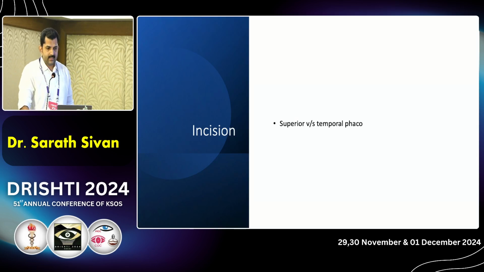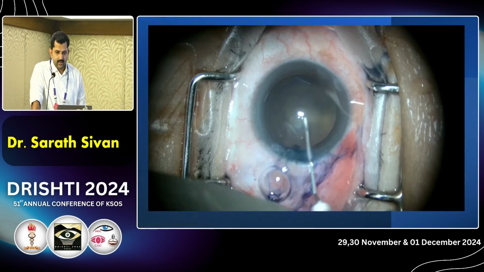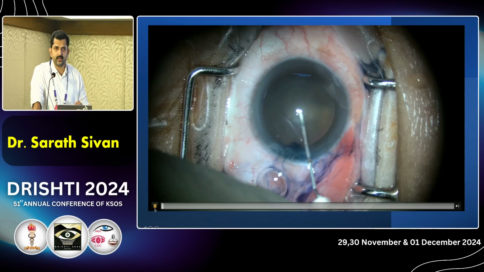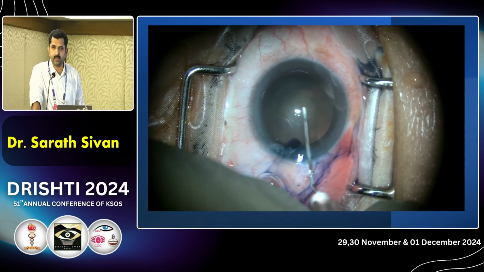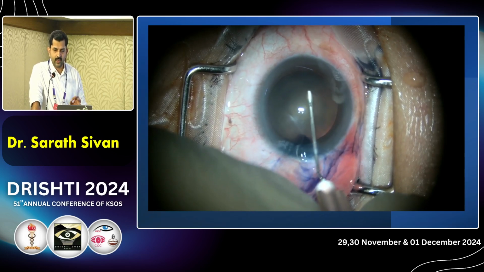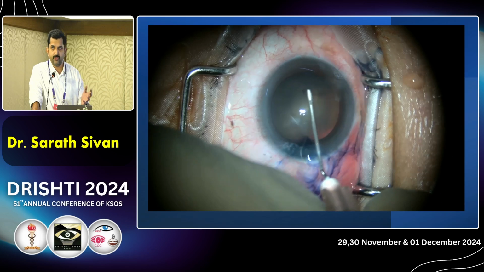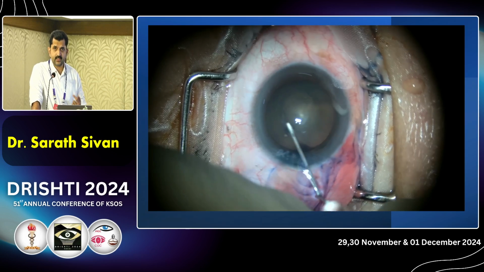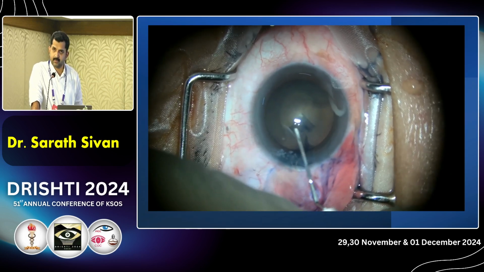Coming to the surgical techniques, for the incision you can choose either a temporal phaco or a superior phaco. The advantage with superior phaco is that the surgeon doesn't need to change position in between the surgery. And doing a good rhexis is very important while doing combined phaco-vitrectomy. The rhexis size should be adequate. It should cover 0.5 to 1 millimeter of the optic margin. If the rhexis is large, there is a chance of the IOL displacing from the bag.